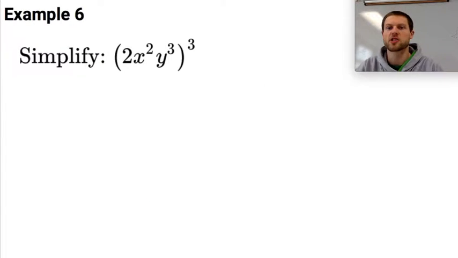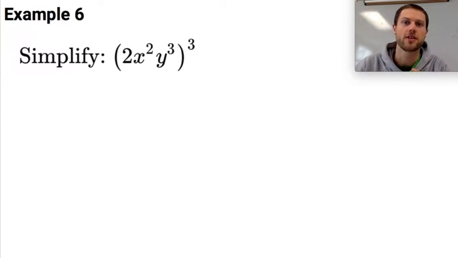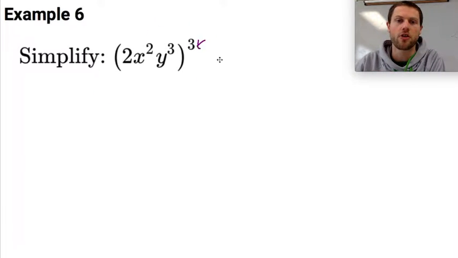Moving right along. Example 6. We are almost there. We are more than halfway up the mountain. I'm excited. Hopefully you're excited too. Let's simplify this problem together. Again, I'm taking this whole quantity and raising it to the 3rd power. So let's start off by taking that quantity and multiplying by itself 3 times.